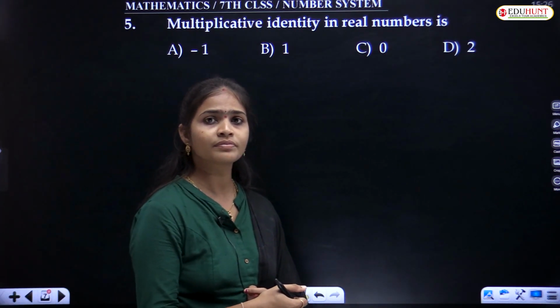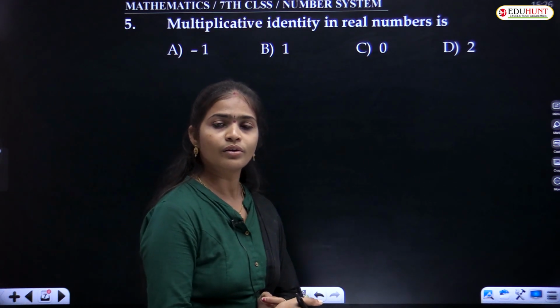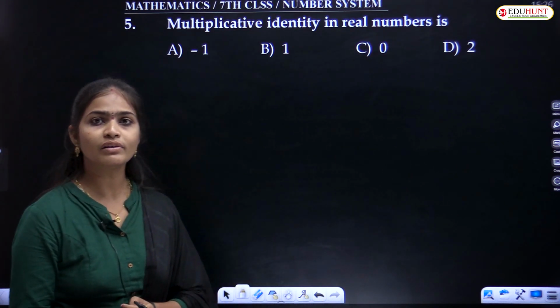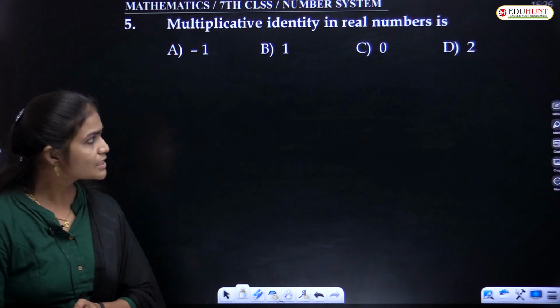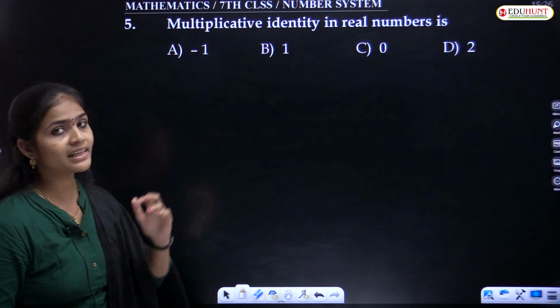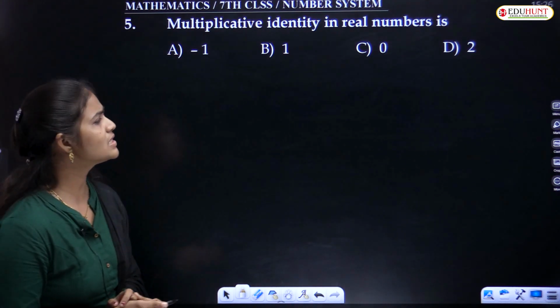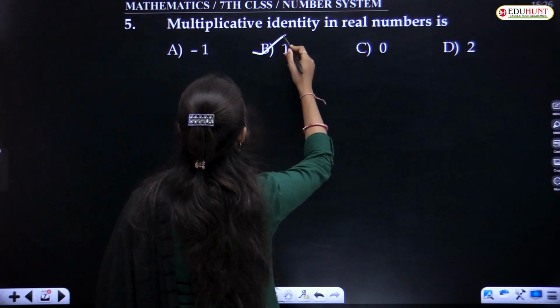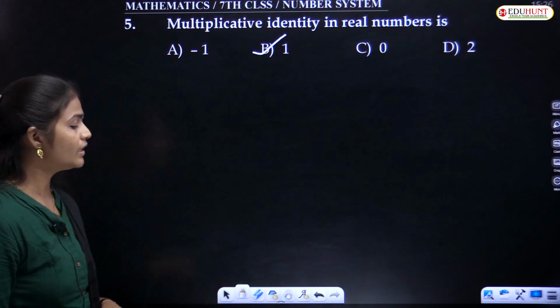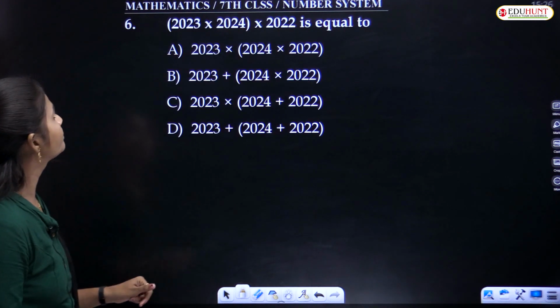Additive identity, that is 0. If you add 0 to any number, again you will get the same number itself. That's why multiplicative identity in real numbers, in any type of numbers, is 1. Okay, so let us see the next one.